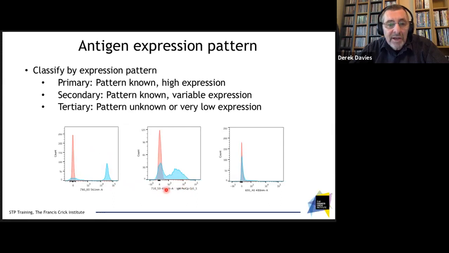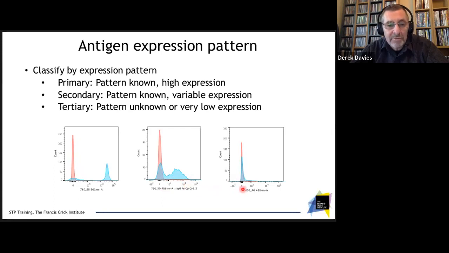This is what we call a secondary pattern. So I am getting some very bright cells, as we saw in the previous slide, but I'm also getting some cells that are maybe only just positive, just above the background. So in that situation, I'm probably going to want to use a very bright fluorochrome. I want to bring these weakly positive cells as far to the right as I can. So I want to use a bright fluorochrome.